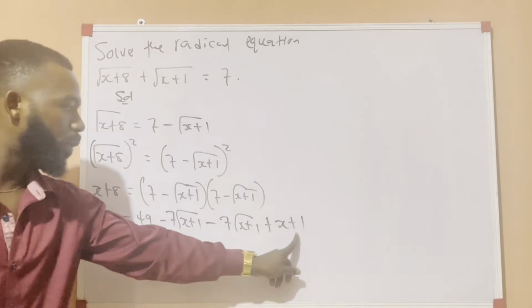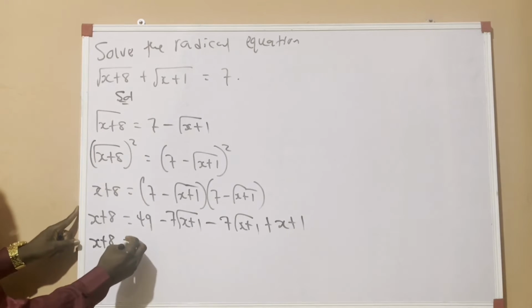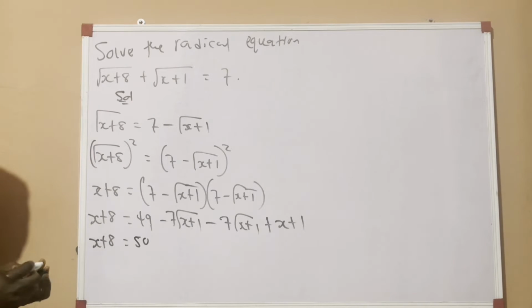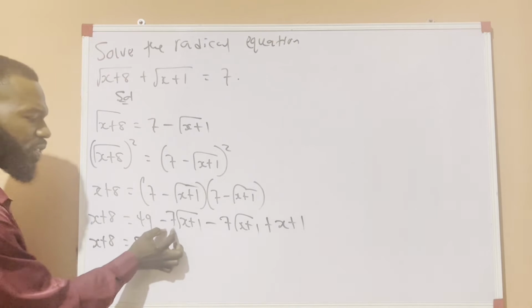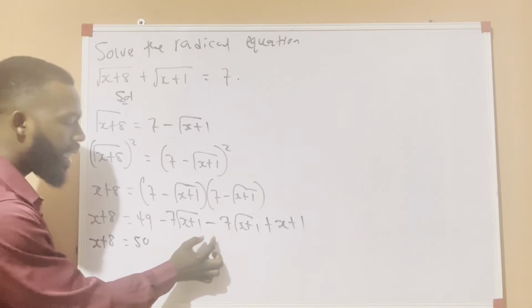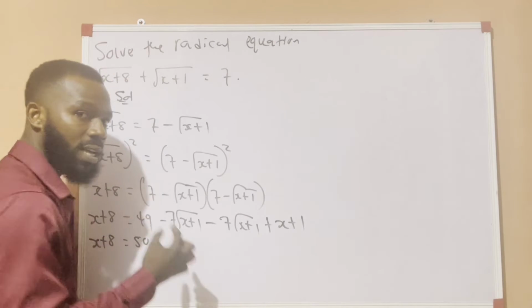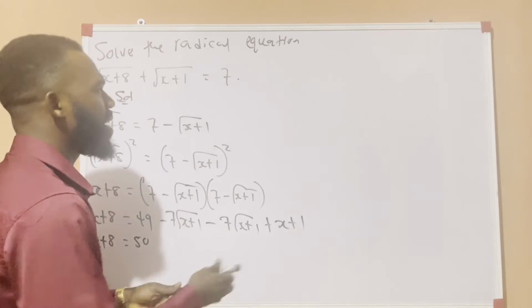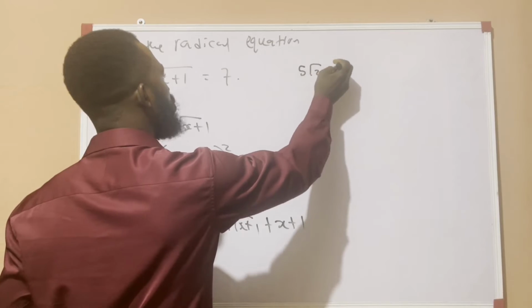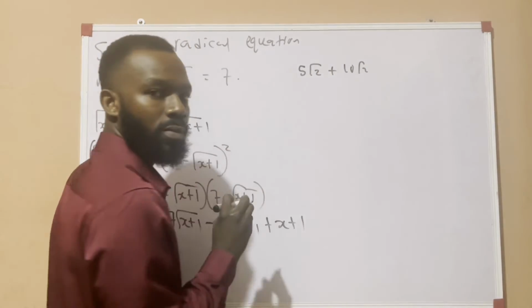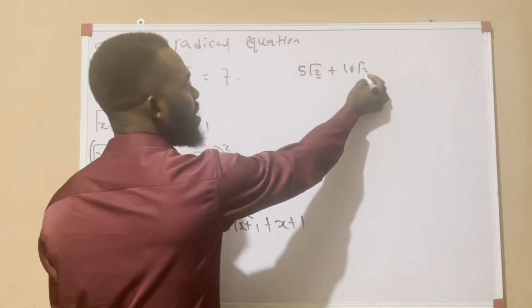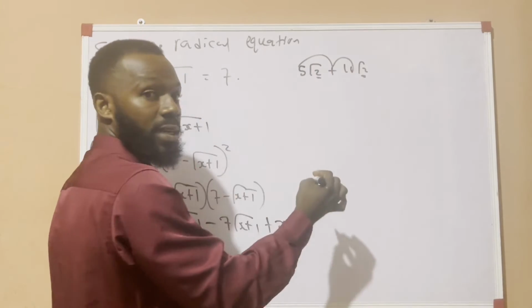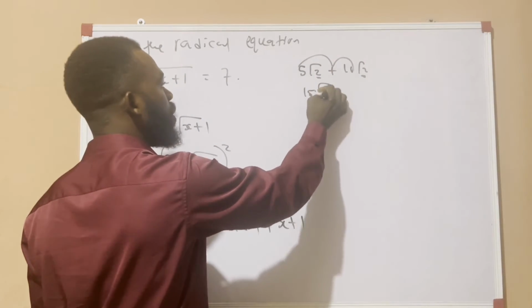So 49 plus 1 gives us what? 50. So I'm going to write 50. Now let's come back here. I have minus 7 root x plus 1, and I have minus 7 root x plus 1. Now you will notice that what I have inside the roots, they are the same. It's just like I'm saying 5 root 2 plus 10 root 2. Now because the roots are the same, I can do 5 plus 10. And 5 plus 10 gives us 15 root 2.